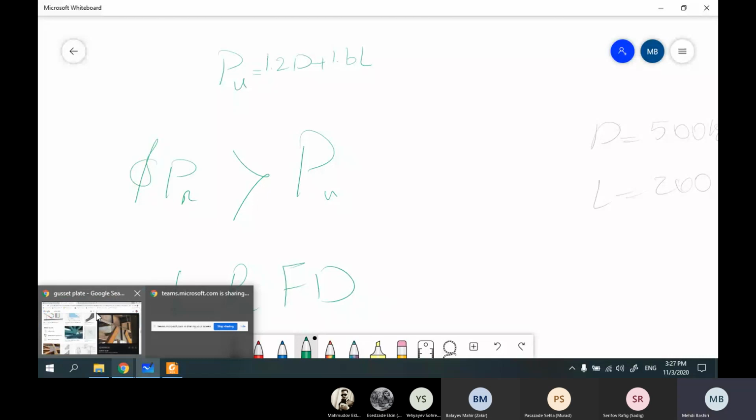Okay, let's solve an example to make this clear. Again, let me check the book if we can find an example in the book. Teacher, what is the topic of this chapter? Tensile member.